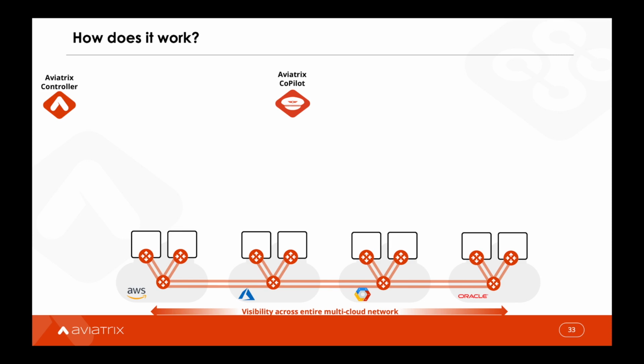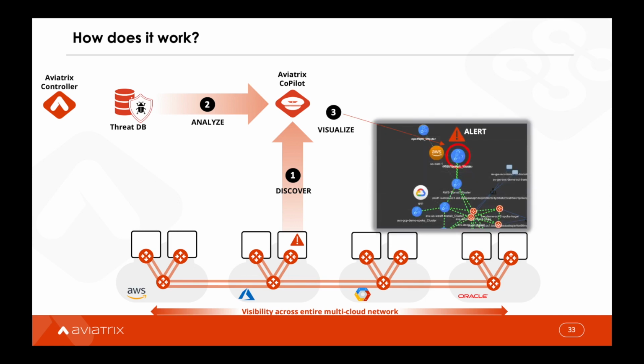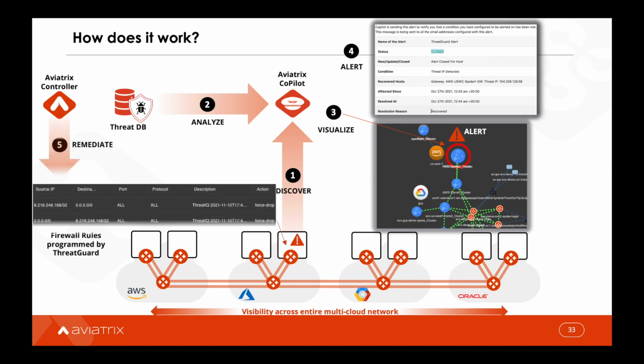Let's go over how Threat IQ and Threat Guard actually work. Aviatrix gateways across a multi-cloud environment send real-time NetFlow data to Copilot. Copilot analyzes the data on all public destinations against a well-known threat database. Within Copilot, Threat IQ provides extreme visibility of the impacted communication flow. Threat IQ also alerts you on any potential threats in your environment.